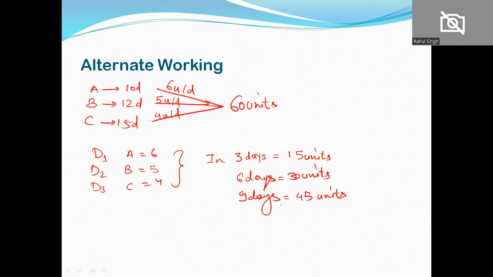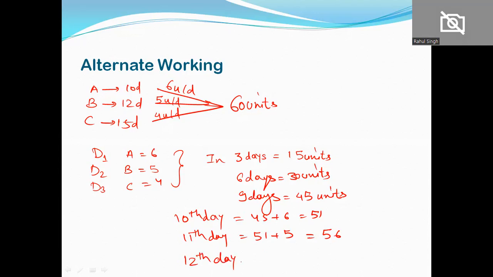Now think, what will happen in the next 3 days? Again 15 units of work will start, just like we start from the breakup. So on the 10th day, what will happen? A again will come. 45 is already done, so 45 plus 6, 51 done. On the 11th day, 51 was already done. B will come and he will put up 5 units, so 56 done. And as soon as the 12th day comes, C will come and he will finish the remaining 4 units of work. Now we can say that 12 days will be needed to finish the entire work, right?